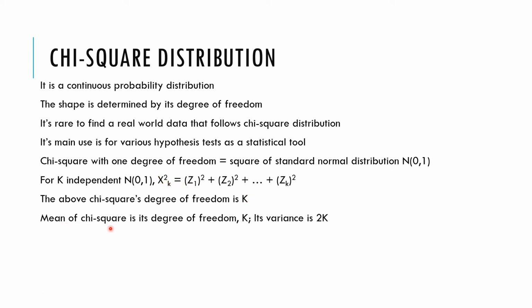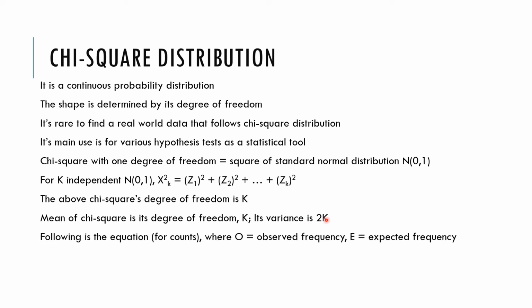Now the mean of chi-square is its degree of freedom basically. That's what the degree of freedom is here. So the mean of chi-square is its degree of freedom. Another way you can say it, the degree of freedom of chi-square is its mean. And what is the variance? Variance is twice the degree of freedom. So 2k becomes the variance of the chi-square distribution.